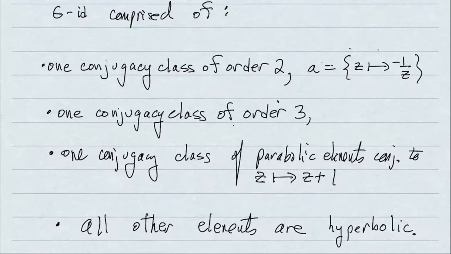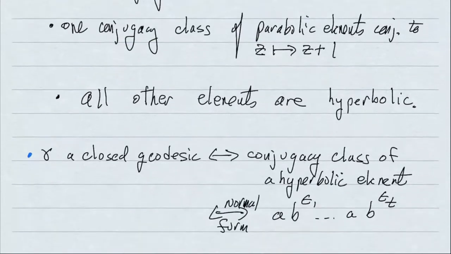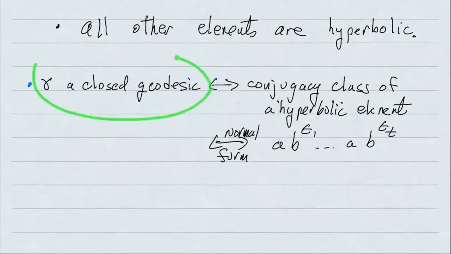G is comprised of, there's only one conjugacy class of order 2. That's the one that comes from that natural generator A. There's only one conjugacy class of order 3. And there's only one conjugacy class of parabolic elements, conjugate to this. And then all the other conjugacy classes are hyperbolic elements. Closed geodesics, including reciprocal geodesics, correspond to conjugacy classes of hyperbolic elements.